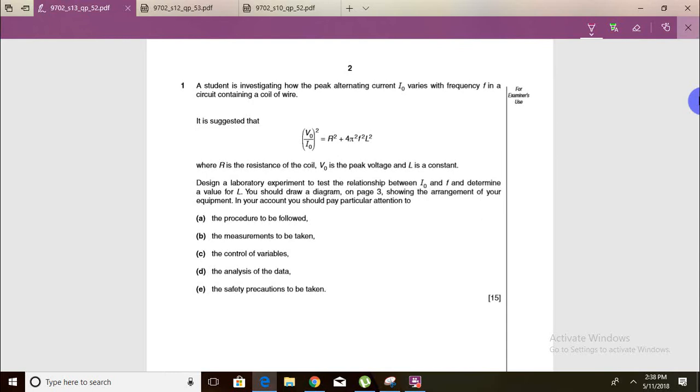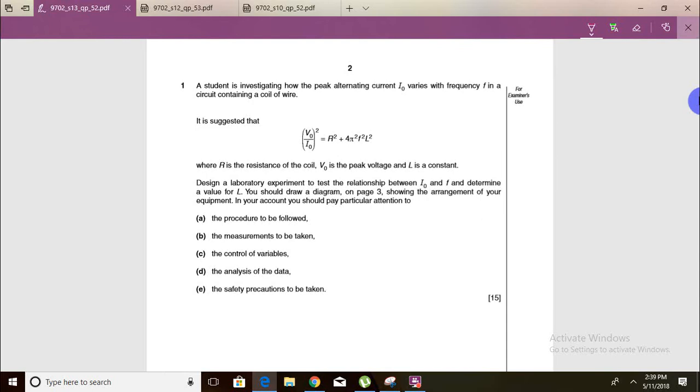And you need to design a laboratory experiment to test the relationship between I0 and f and determine a value for capital L. You need to draw a diagram to show the arrangement of your equipment and pay attention to the procedure, the measurements, the variable control, the data analysis, and to safety precautions.